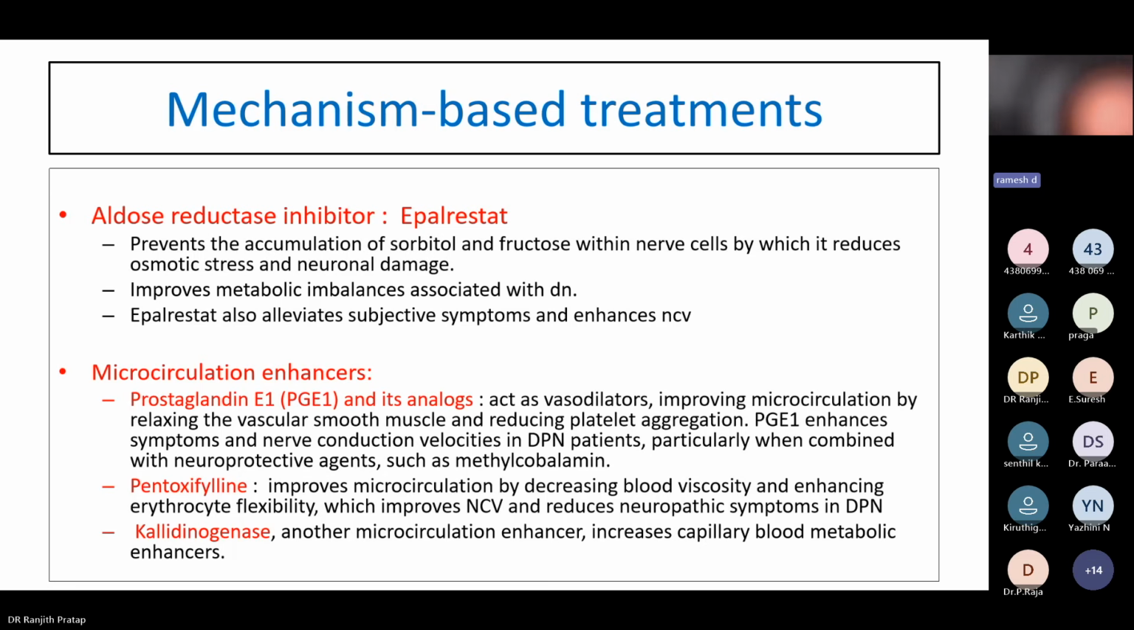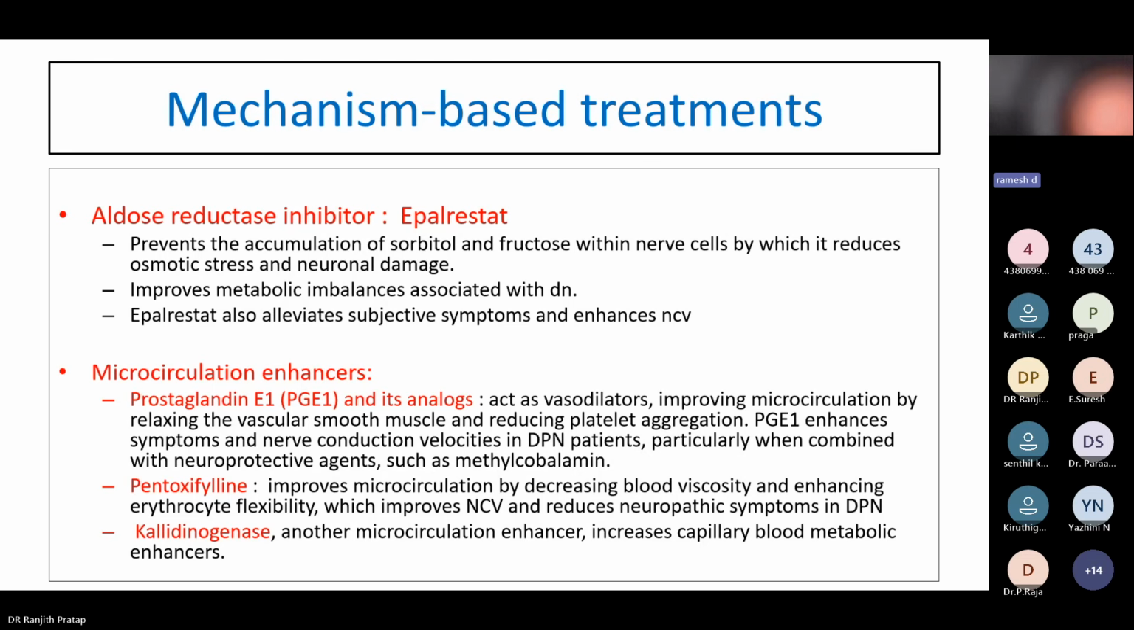which improve the microcirculation and reduce platelet aggregation. So it improves peripheral neuropathy, especially by increasing the nerve conduction velocities, and the effect is better when combined with neuroprotective agents like methylcobalamin. Pentoxifylline improves microcirculation by decreasing blood viscosity and enhancing erythrocyte flexibility, which improves nerve conduction velocity and reduces the neuropathic symptoms.